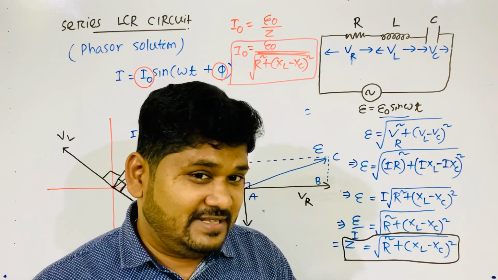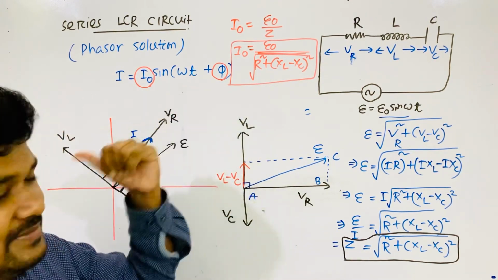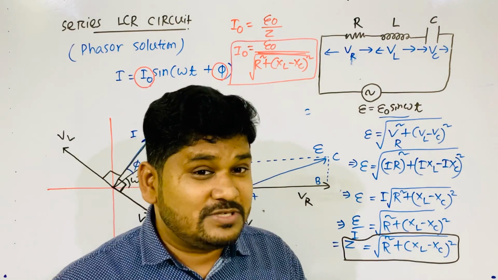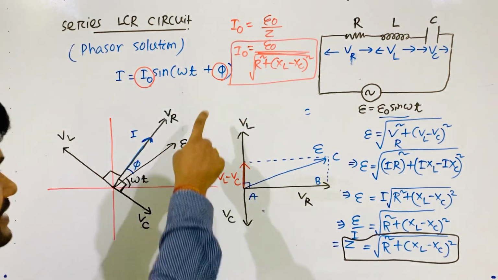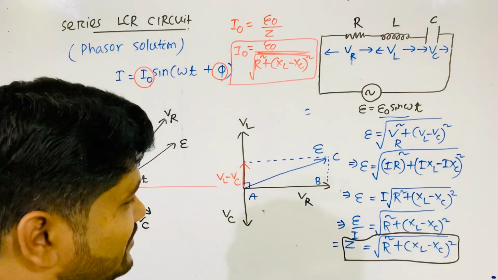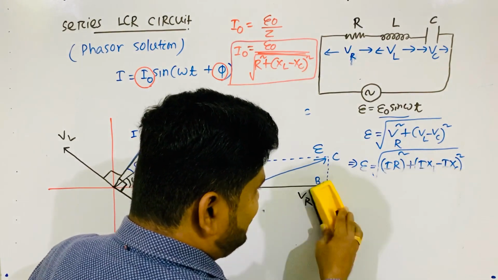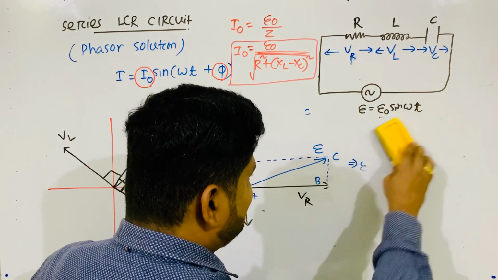Then what will we do? One thing is still left. What is that? Phi. Phi also was another question mark. What is the value of phi? We got I naught, but what is the value of phi? Now we'll go to that. How will we find the expression of phi now? Let's see.